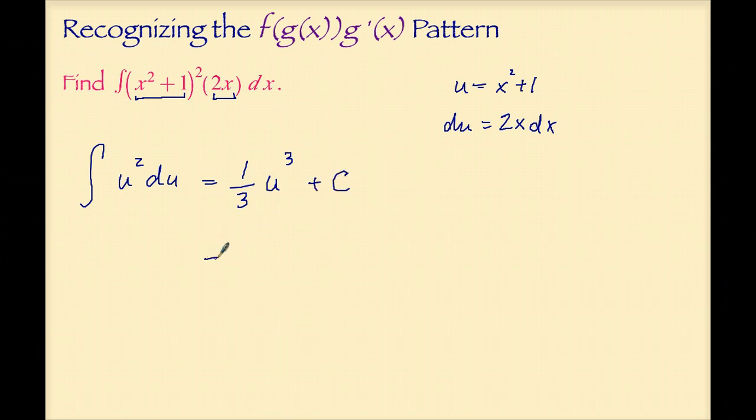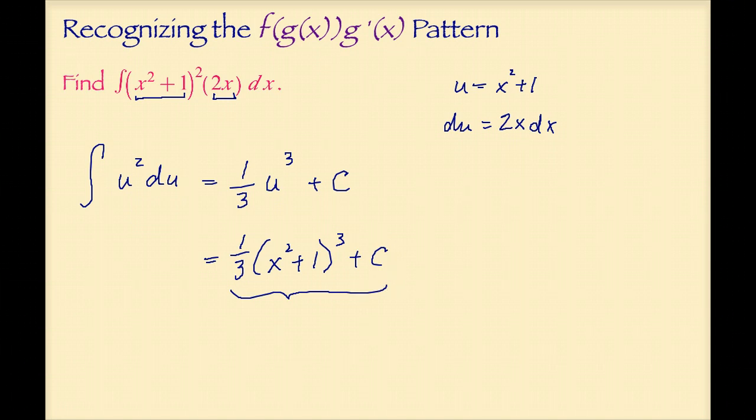And then, of course, I substitute the value that we replaced in the original integrand back in for u in the final answer. So 1/3 and then x squared plus 1 quantity cubed plus c is your integral.